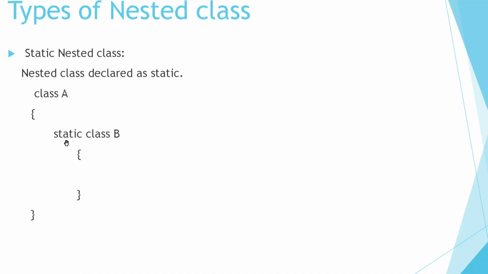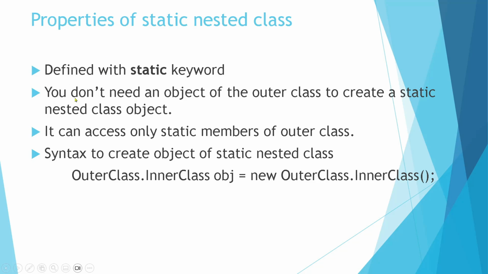So this is a property of nested class. When you want to make the nested class static, at that time you are supposed to write the static keyword before the class and the name of the class. Next property of static nested class is you don't need an object of outer class to create a static nested class object. So what is the meaning of this line?